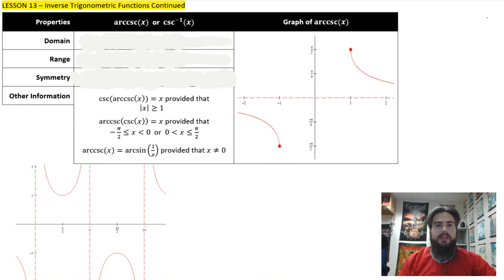Lesson 13, Inverse Trigonometric Functions Continued. In this lesson, we are going to continue from where we left off in the previous one, where we had talked about the inverse functions for sine and cosine, known as arc sine and arc cosine. In this section, we're specifically going to be talking about the inverse functions for arc cosecant and arc secant, and we will talk about the other two functions, arc tangent and arc cotangent, in a separate video.